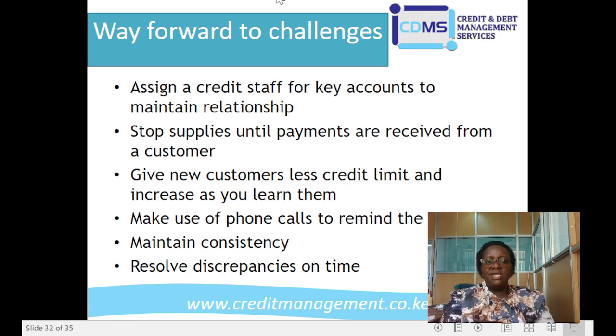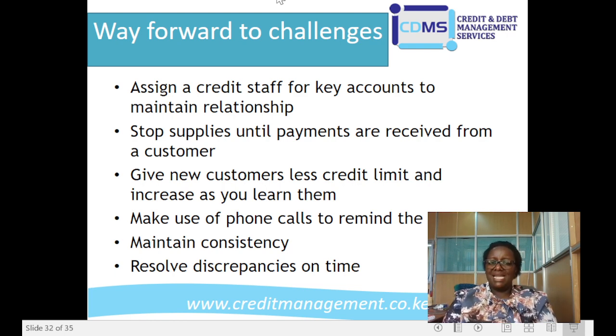And then the other one, if customers have not paid you and they are delaying and they are not showing any commitment to paying, stop supplies until you receive the payments. But remember, stop the supplies in line with your credit policy or the policies in the organization.